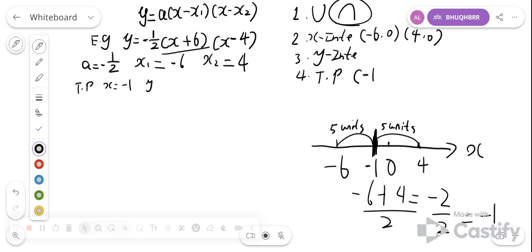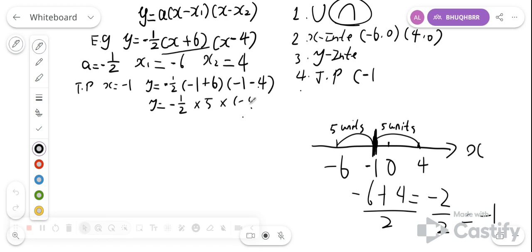Then y equals -1/2, then x being replaced by the value -1 plus 6, and then -1 minus 4. So then the whole thing becomes what? y equals -1/2. Then here we got 5 times -5.